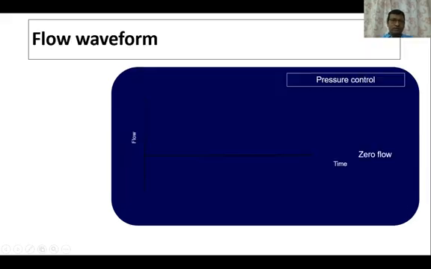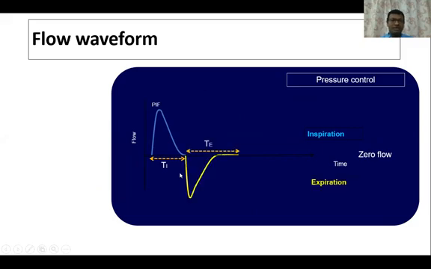Now look at the flow waveform. So here you have a flow on y-axis and time on x-axis. So during inspiration, you will have a rapid and linear increase in a flow to peak inspiratory flow, and there will be a decay to the baseline, that is a zero flow, from where the expiration will start, and there will be a rapid decrease in the flow to peak expiratory flow, and then there will be exponential return to the baseline, that is a zero flow.